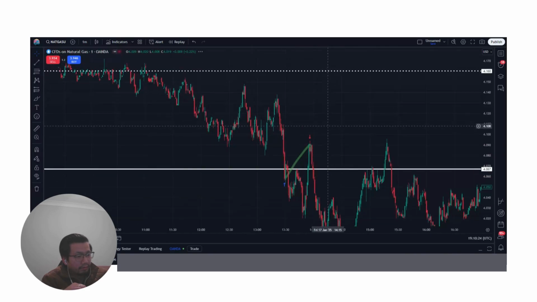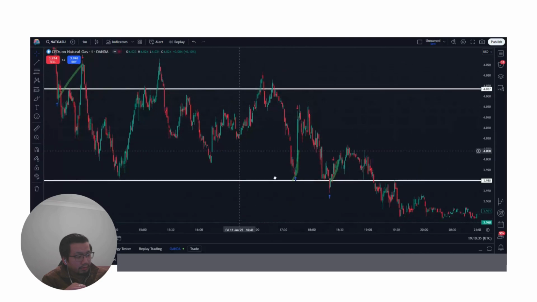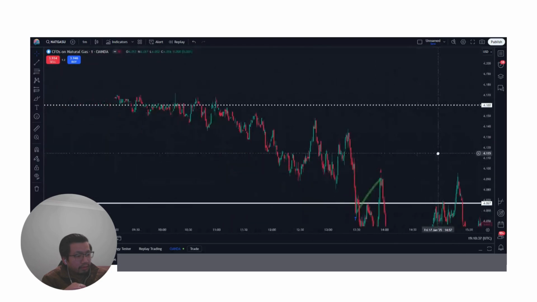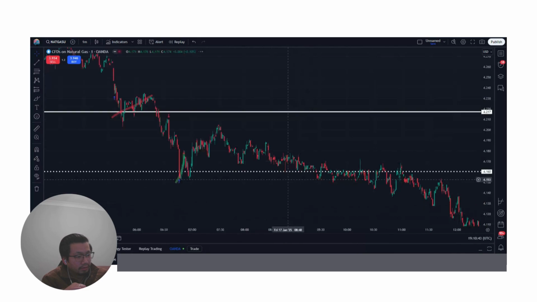A very beautiful big bounce from the resistance point of view. A big bounce. This is a perfect example. It just goes down and then bounces. Goes down and then bounces.